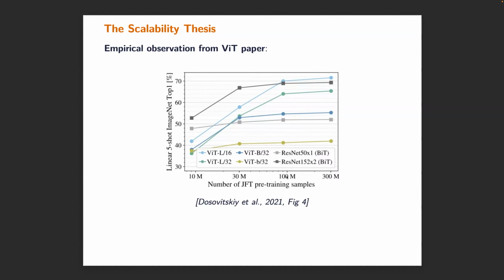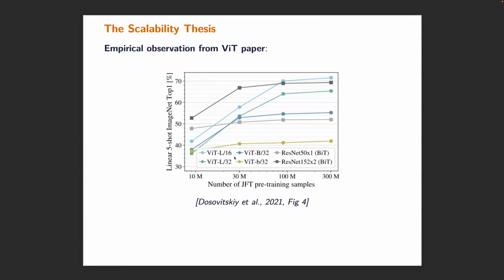For example, from 30 million to 100 million, we don't see any improvement for the ResNets. However, when we provide large training sets, the vision transformers overtake CNNs and they continue improving. So the plateau may never happen. And that's the idea that we will look at later.